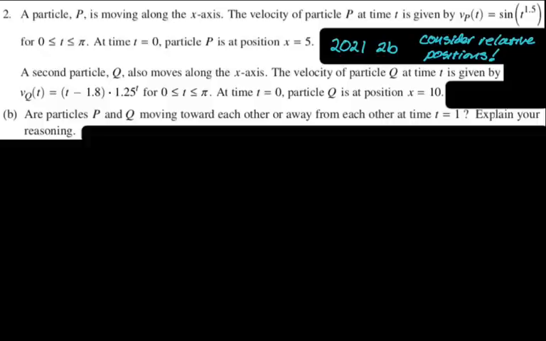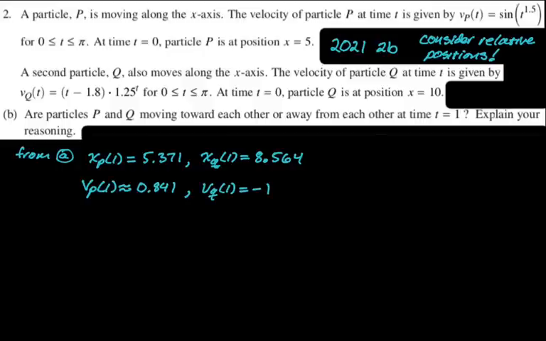2021 2B was just a weird question. It's not a weird question if you're in Calc BC where you've had to do this with polar or parametrics before, but I don't remember this being in Calc AB before. So what we have is 2 particles. And in question B, we are just asked, are the particles P and Q moving toward each other or away from each other at t equals 1? Explain your reasoning.